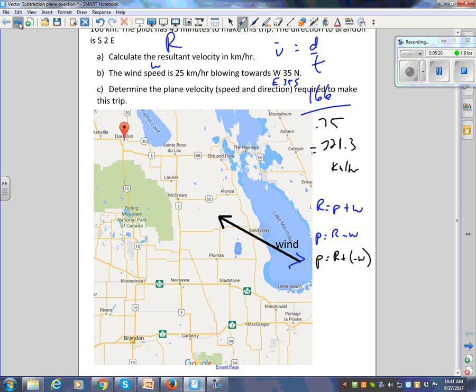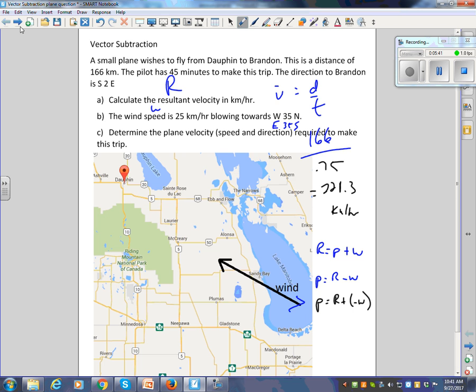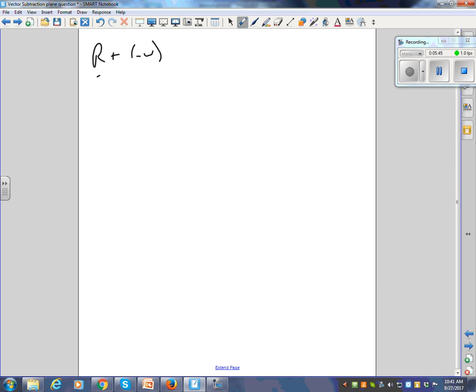I'm going to put a blank page. You guys probably have room, right? If you have to, you can flip over. Okay, so I'm going to take that resultant plus minus wind, and the resultant was 221.3 at south to east.